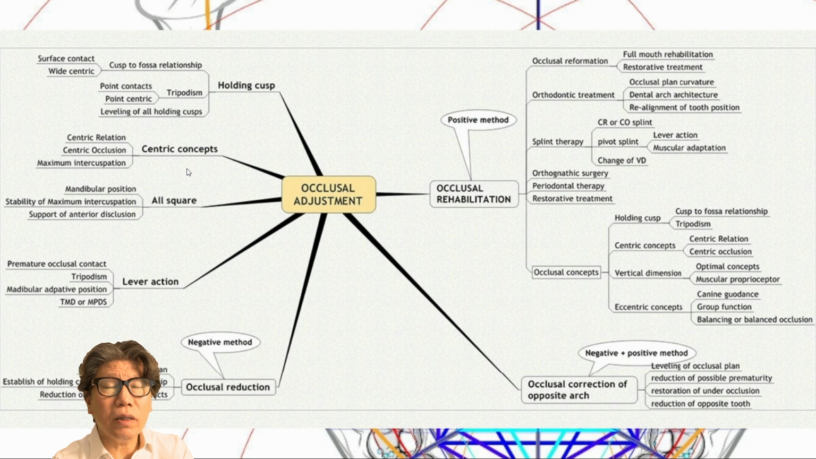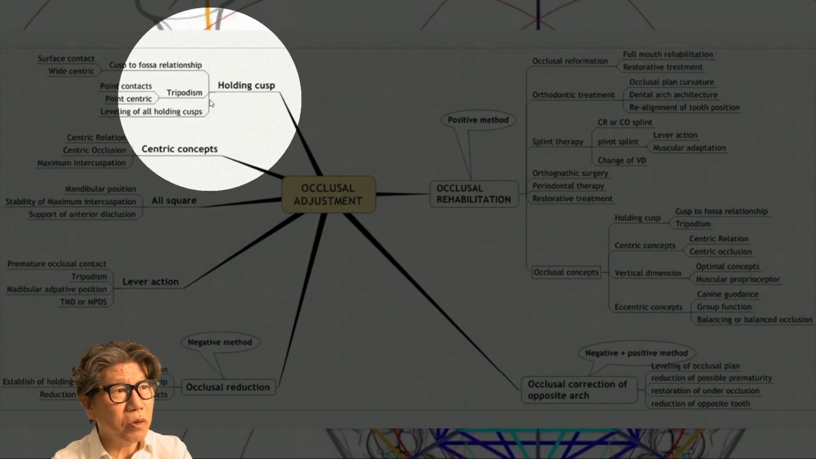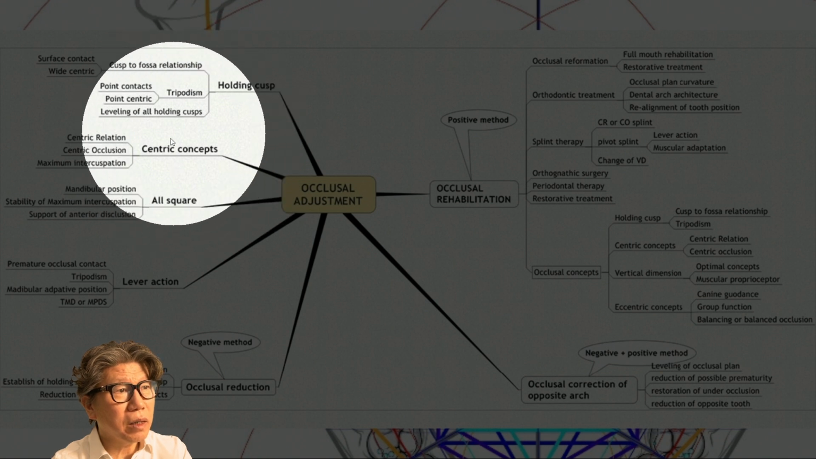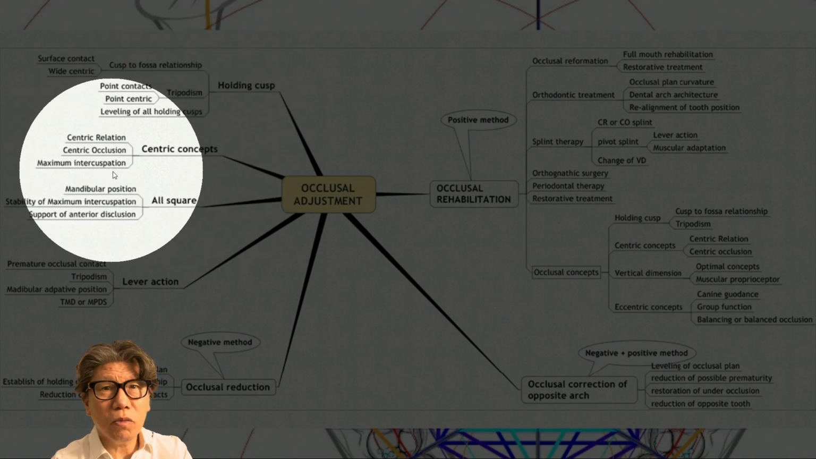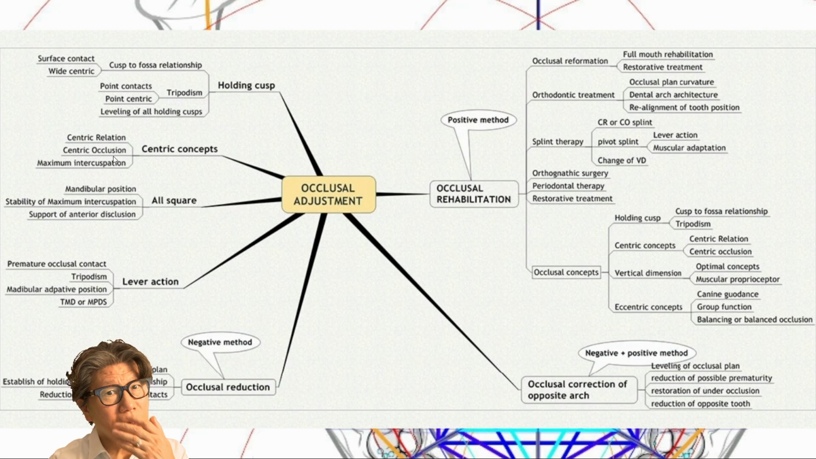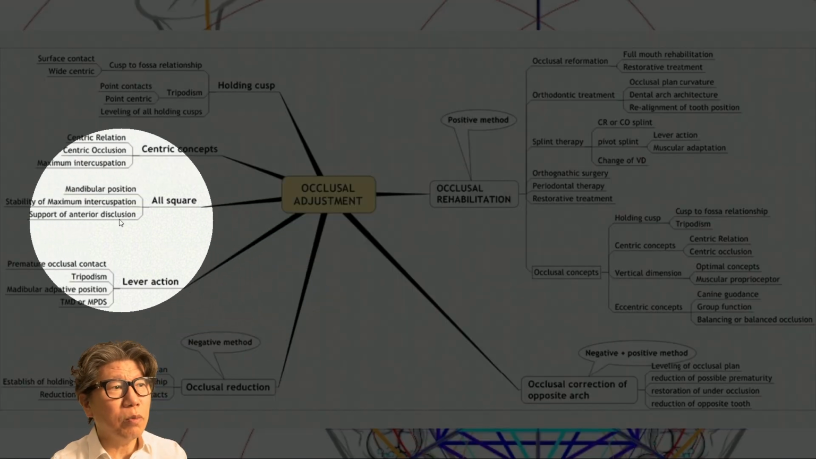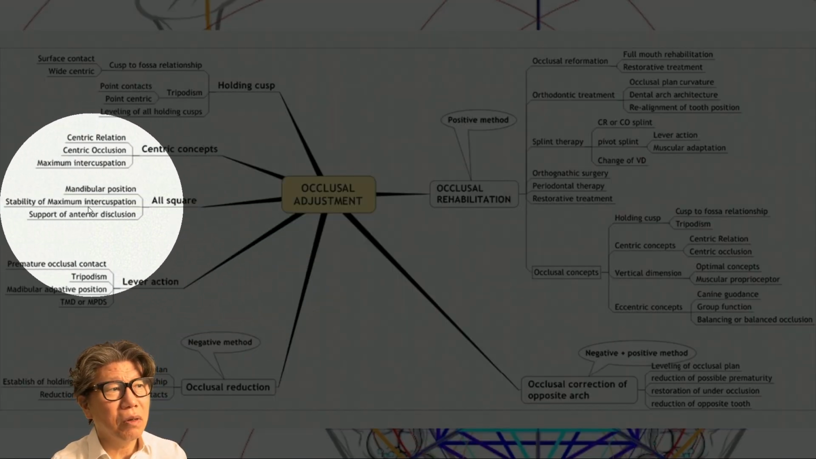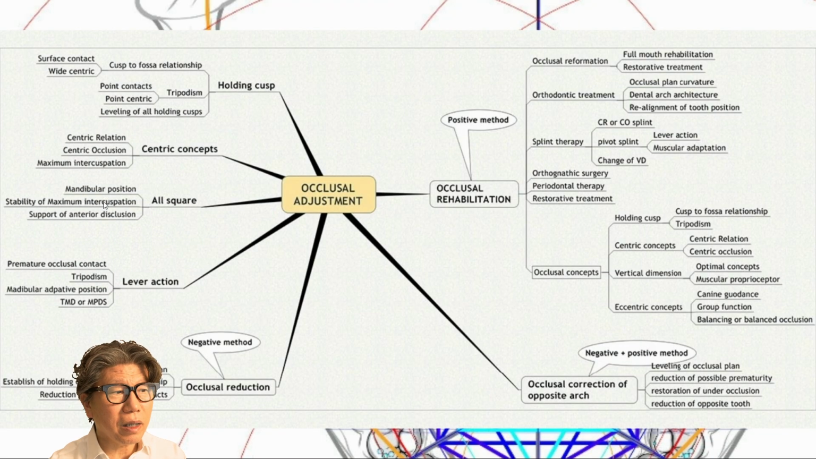Then, I examine the oral cavity to check whether the holding cusp is properly engaged and whether the centric concept has not been disrupted. For example, patients with class 2 malocclusion have their jaws continuously pushed backward, causing the mandibular molar to press against the TMJ. Such conditions also need to be assessed. When the all-square is disrupted, the mandibular position changes, leading to various symptoms such as increased anterior guidance. The direction of treatment is determined based on how I interpret these symptoms.